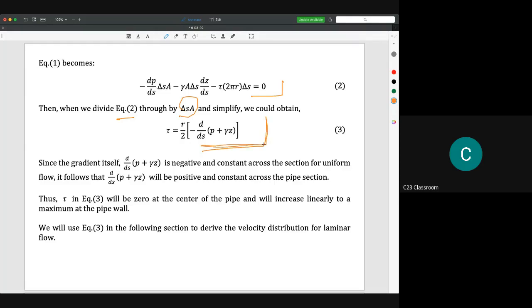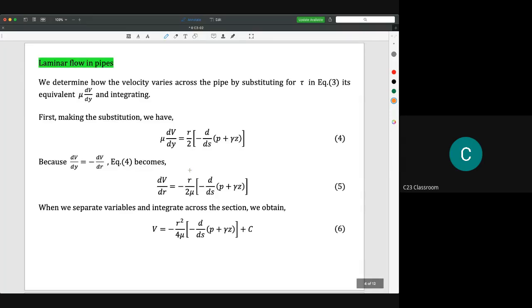Okay, so here, according to the gradient, we found that dp/ds is negative and constant across the section of uniform flow. Because of that, it follows that dp/dz will be positive and constant across the pipe section. So it means that it is negative across the section of the uniform flow, and it will be positive and constant across the pipe section. Okay, so we start with this one.